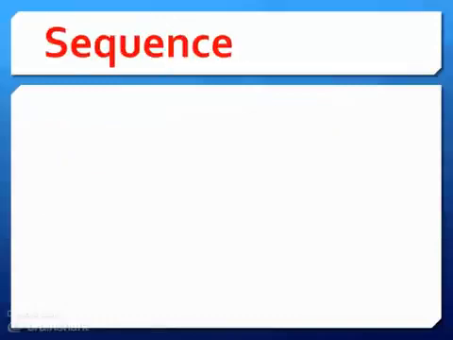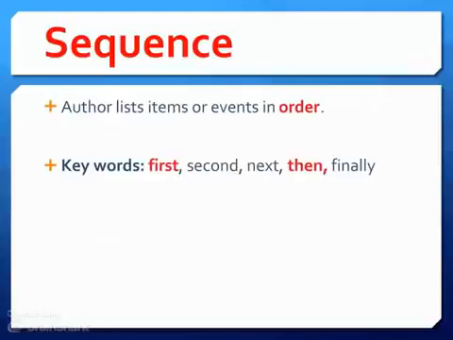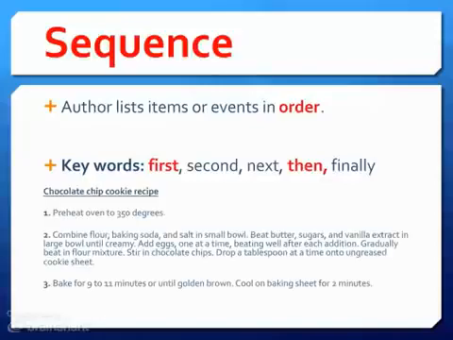The next type of text feature is sequence. This is when the author lists items or events in order. Sometimes it's in chronological order, which means it happened first, second, third, and then last. So some keywords to look for are first, second, next, then, finally. These types of transitions tell us that the information is being given sequentially in a specific order of how they happened.